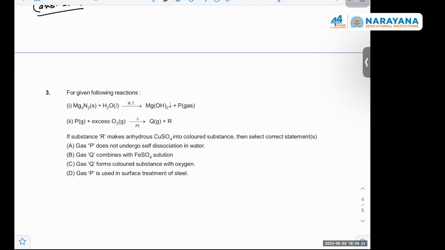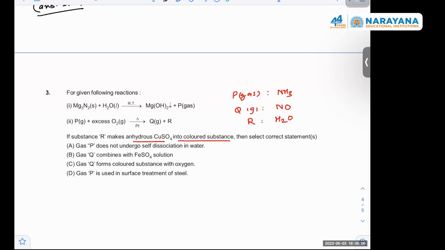So gas P is ammonia. The main question will be asking about P and Q. Ammonia in excess O2 in the presence of platinum will give Q as NO gas. R will be water. Yes, sir. So a substance R makes anhydrous Cu into a colored substance. Then select the correct statements.